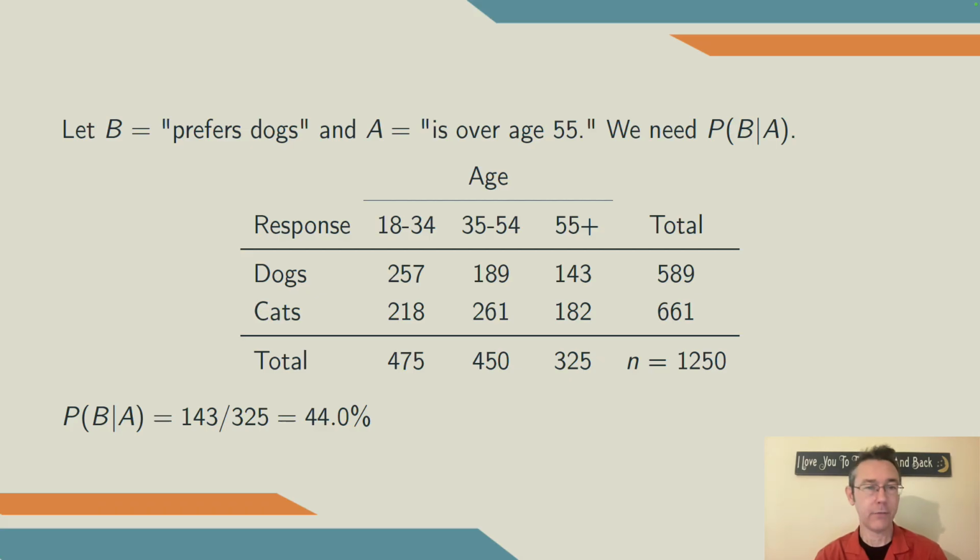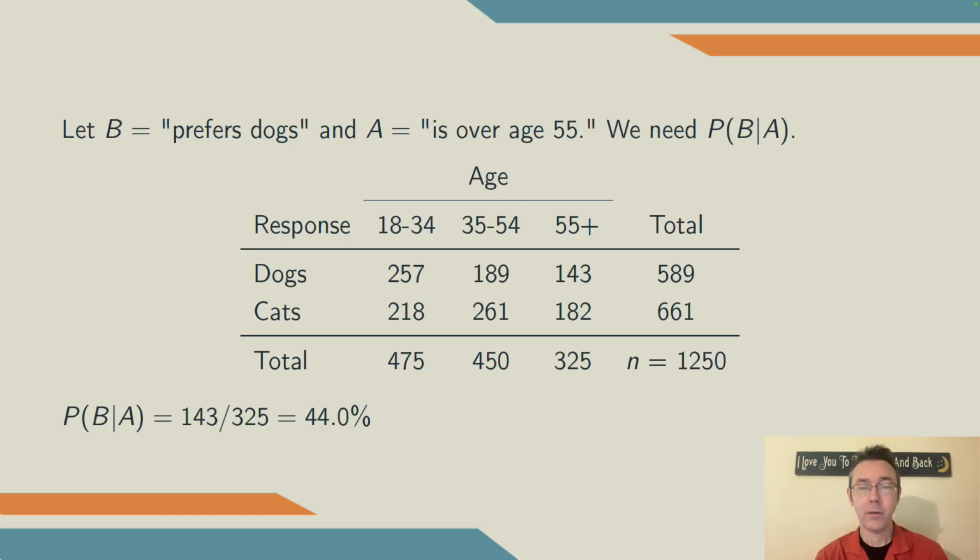Let's let B be the event that the person selected prefers dogs, and A be the event that the person selected is over 55. So with that notation, we need to find the probability of B given A. And of course, that's the probability of A intersect B divided by the probability of A.